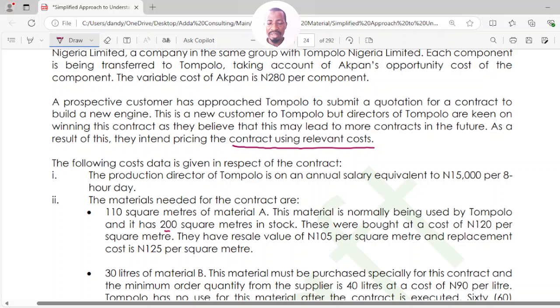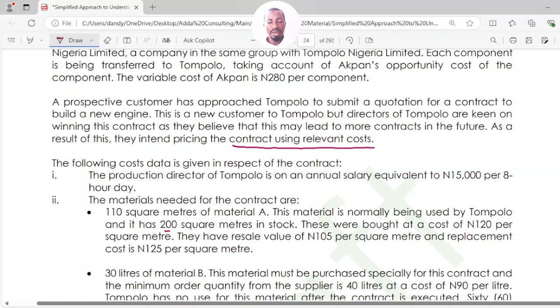The examiner did not tell us that the material will be disposed of. It is only when you are told that the material will be disposed of that you are going to calculate disposal value as a saving. But in this question, the resale value of 105 is irrelevant because we are not told that the material will be disposed of. The 120 naira per square meter is also irrelevant. It's a past cost. The only relevant cost is the replacement cost of 125 naira. Remember, replacement cost is the same thing as current purchase price.